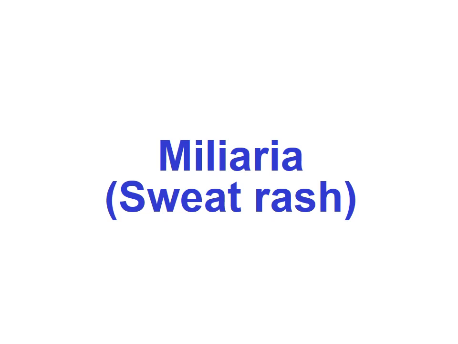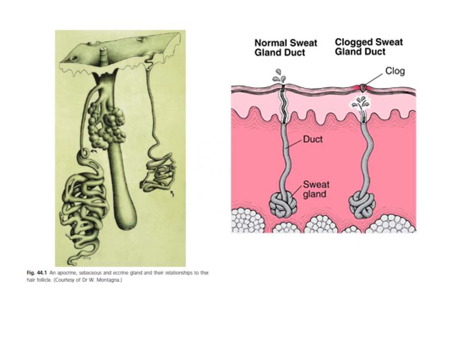Miliaria, or sweat rash. This is the histology of sweat glands. As you see here, it's like a coil in the deep dermis at the junction of the dermis and the subcutaneous fat, and it is connected to the surface epidermis by a tube or duct to open on the surface epidermis.